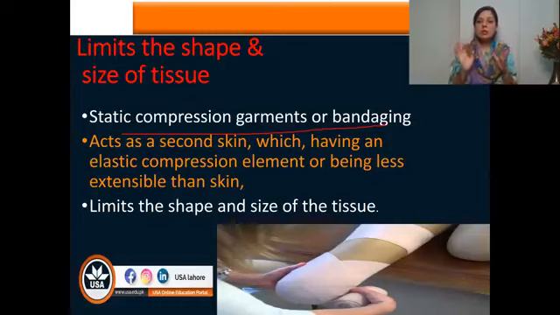So they are usually wrapped in different static compression garments and bandages in order to limit the shape and size of the tissue. And this effect of the compression is exploited when compression bandages are used for the residual limb after amputation. It is also used over burn-damaged skin or applied to the abdomen as well.